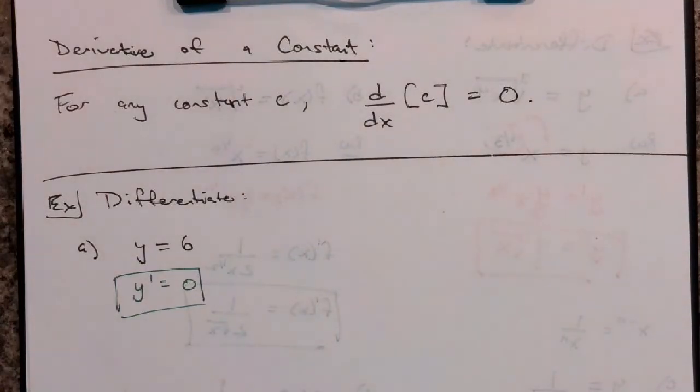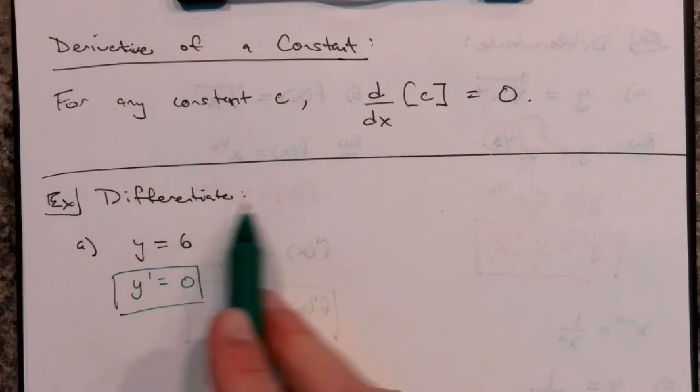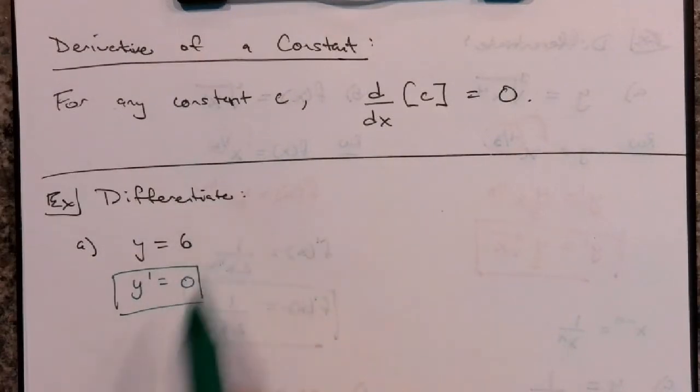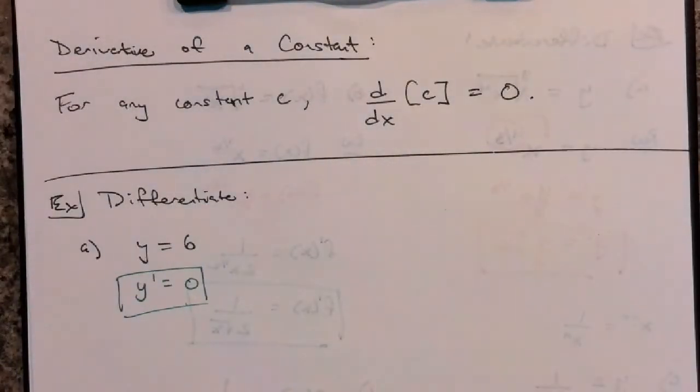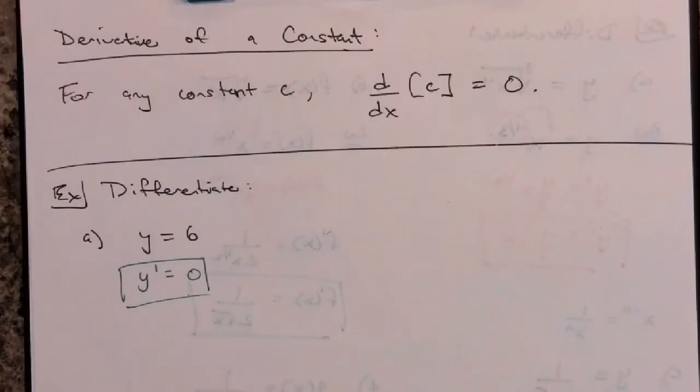Now, the reason this is true is think about what the derivative represents. It represents the slope at a point, for the tangent line. So it's a slope at a point on the original function. Well, if it's a constant, the original function is just a horizontal line. So what's the slope of a horizontal line? Well, the slope of a horizontal line is 0. So that's one way you can think of the derivative of a constant being 0. So y prime equals 0 there.